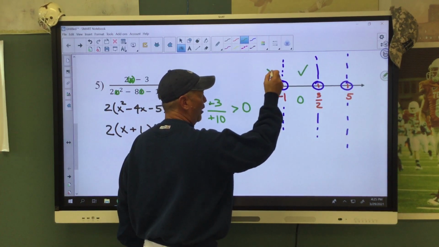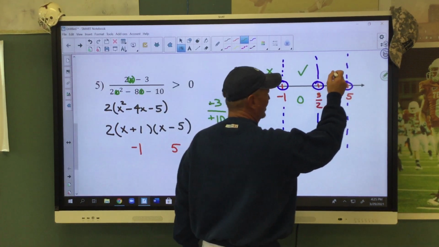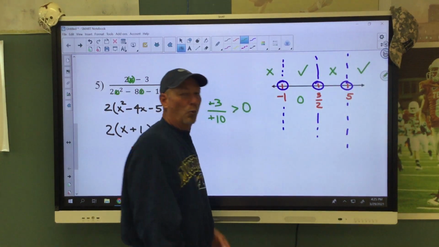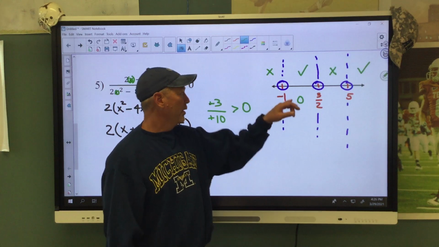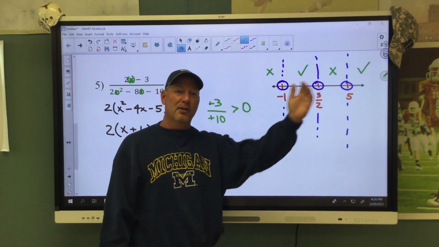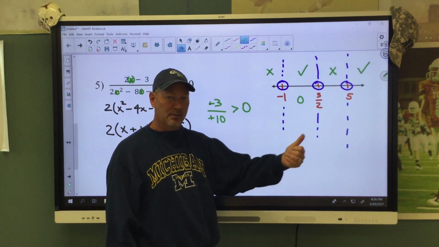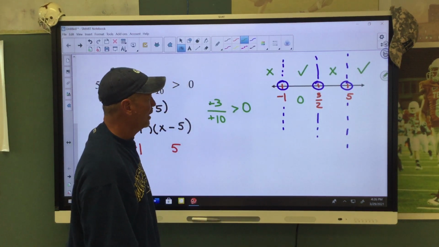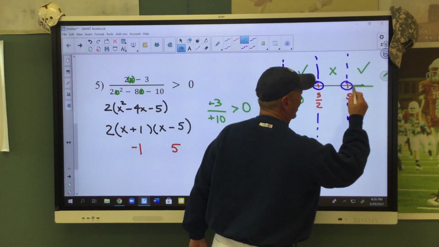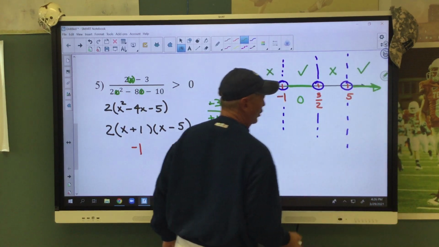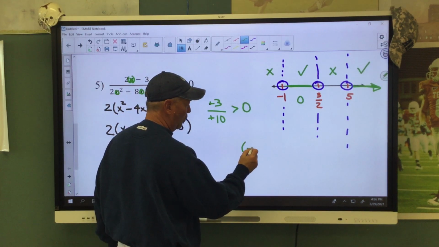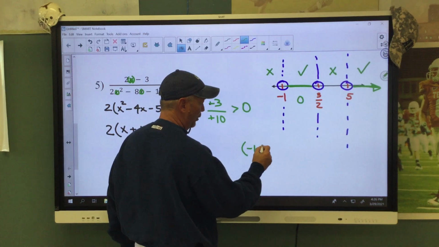That makes this a false statement. This is a false statement. This is a true. Once you've established whether this is true or false, remember we're going to alternate good to bad or true to false on our statements, on our zones. Okay? So from here to here is good. From here to infinity is good. So we're going to write our answer as soft bracket negative 1 to 3 over 2.